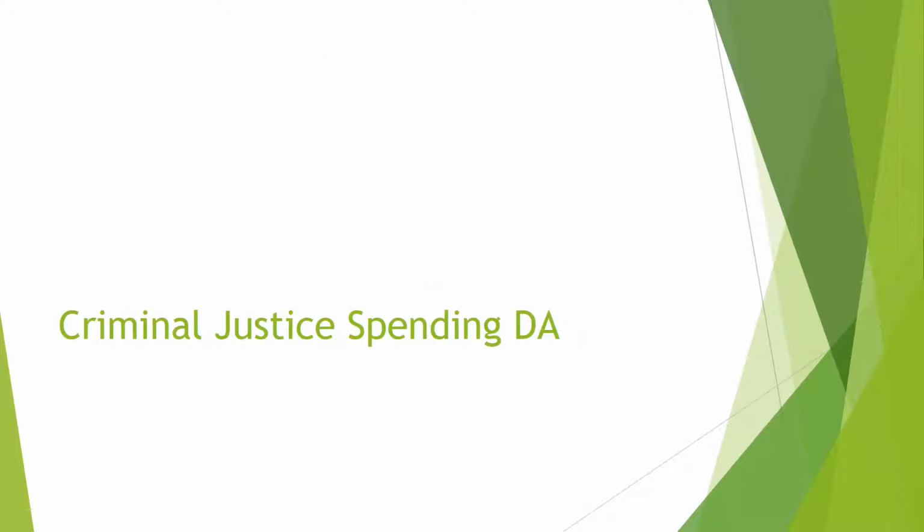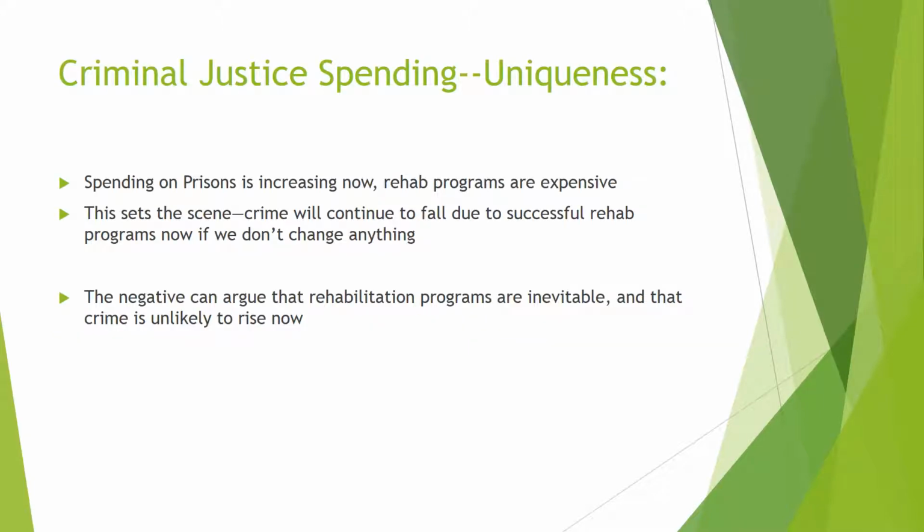Next, let's talk about the criminal justice spending disadvantage. The uniqueness debate is that spending on prisons is increasing now because rehab programs are expensive. But the affirmative can argue that rehab programs are inevitable and that crime is unlikely to rise now.